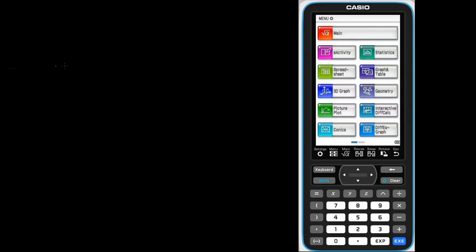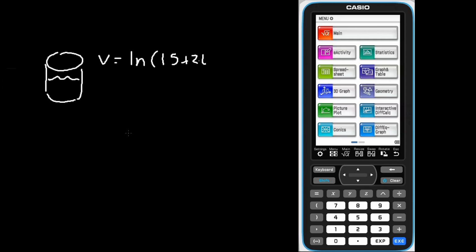This question is a bit interesting. We have a tank, right? And it says the volume inside our tank. Let me zoom in a bit more. So the volume inside of our tank, we've got a tank here, and we can say this is filled up with some liquid, and that volume there is equal to the natural logarithm of 15 plus 2t meters cubed.